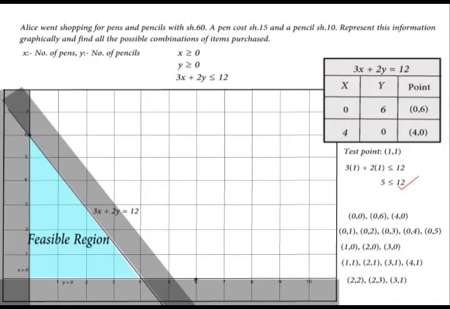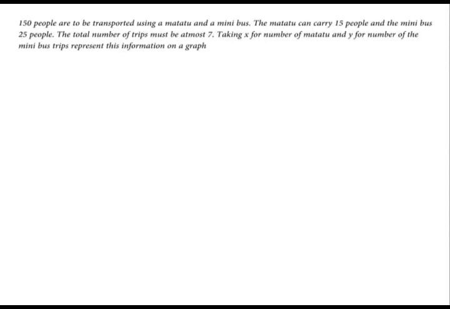Another example: 150 people are to be transported using a matatu and a minibus. The matatu can carry a maximum of 15 people per trip and the minibus 25. The total number of trips must not be more than 7. Taking x for the number of matatu trips and y for the number of trips by the minibus, represent this information on a graph.